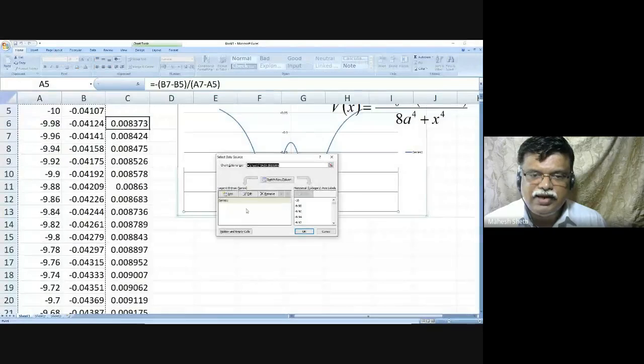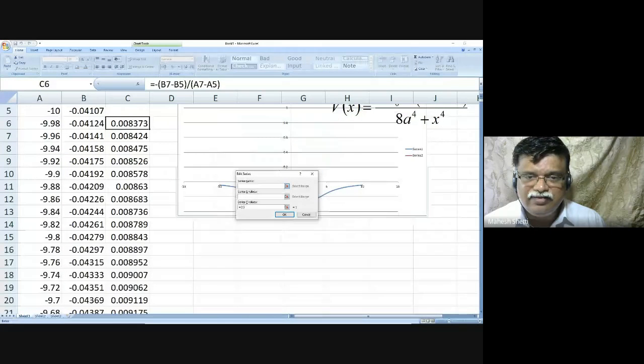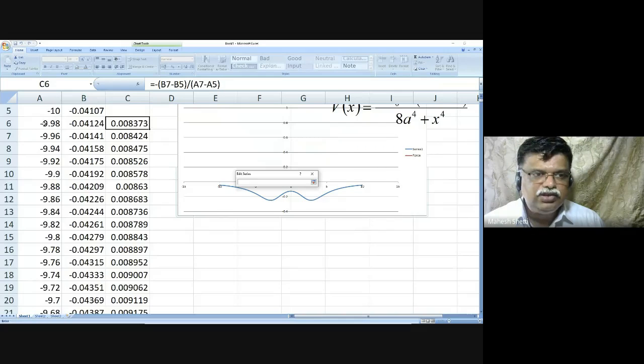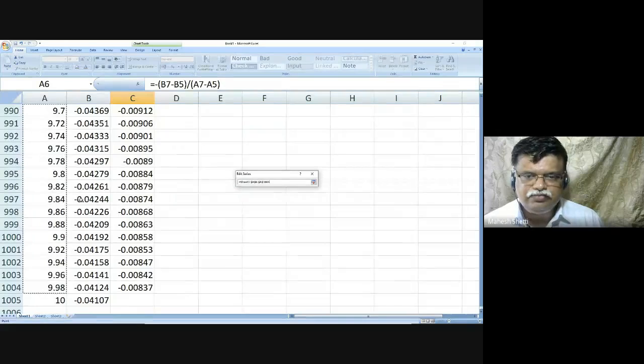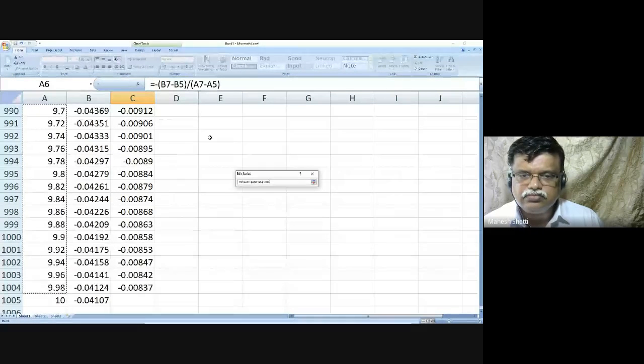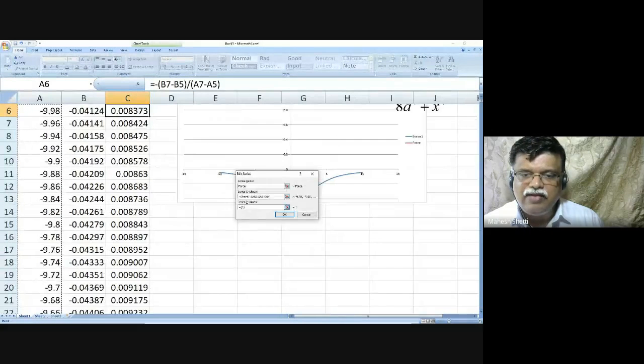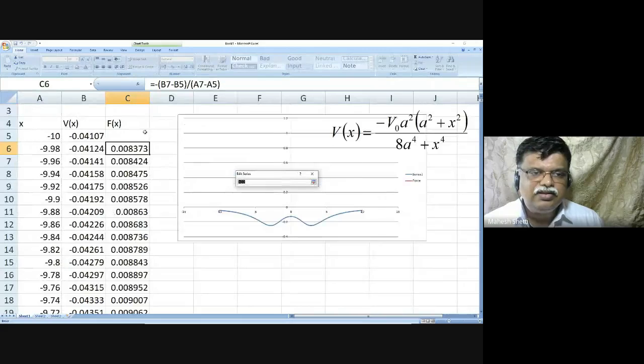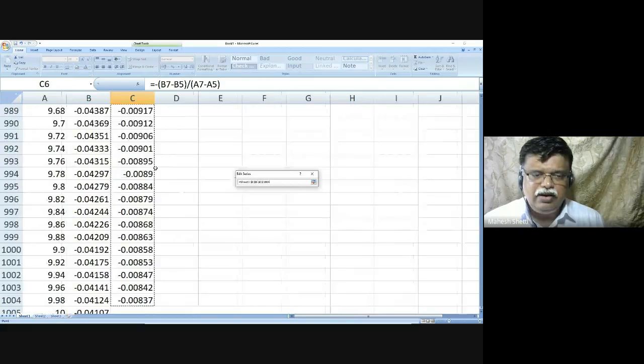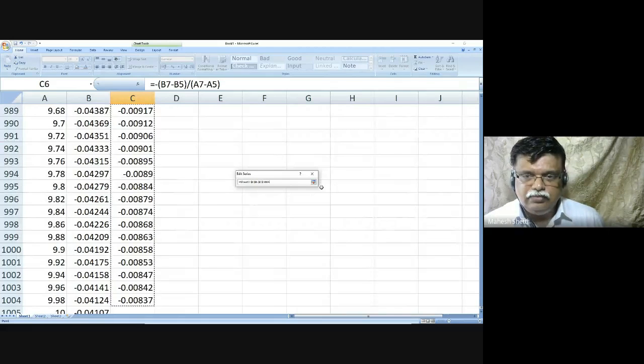So I'll select data here, add the next series. I will say this is force. This series name I will call force. X values I'm going to take from x1 to xn minus 1, and y values I'm going to take this c6, which is the derivative at x1 to xn minus 1.